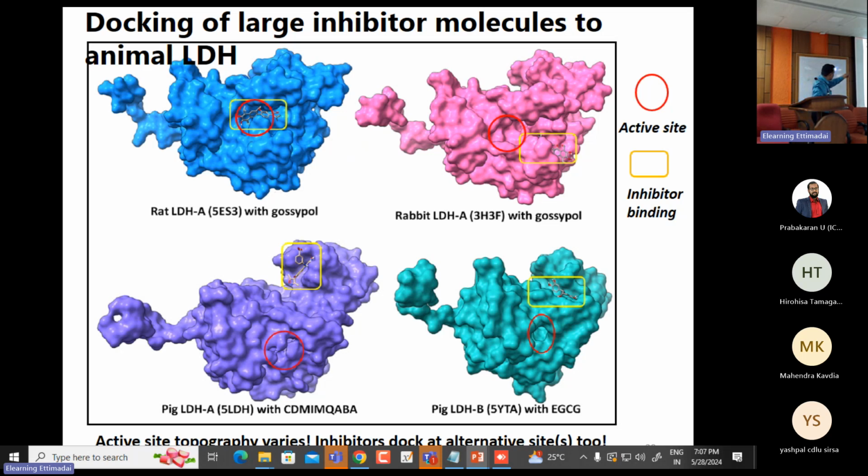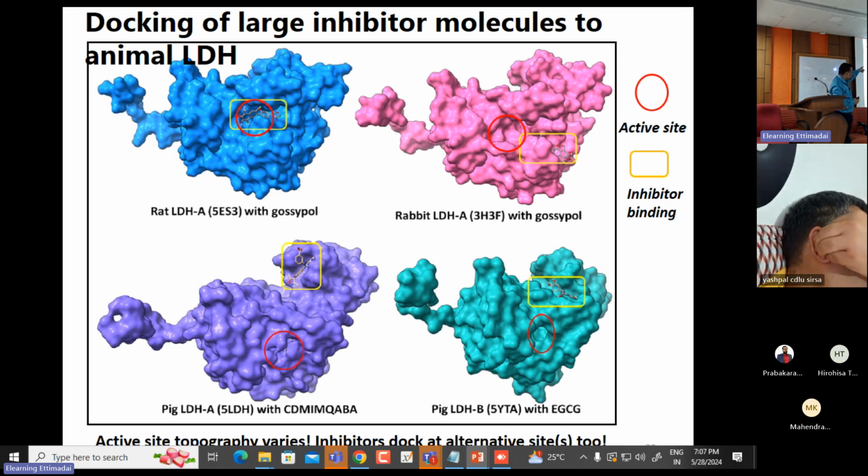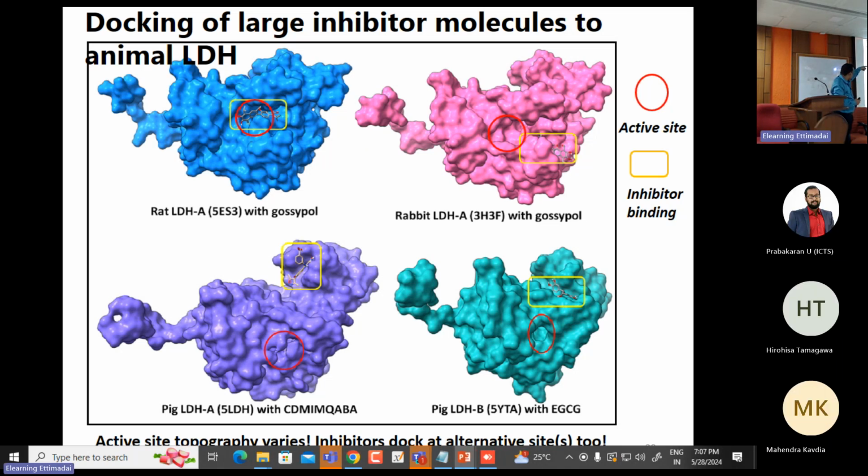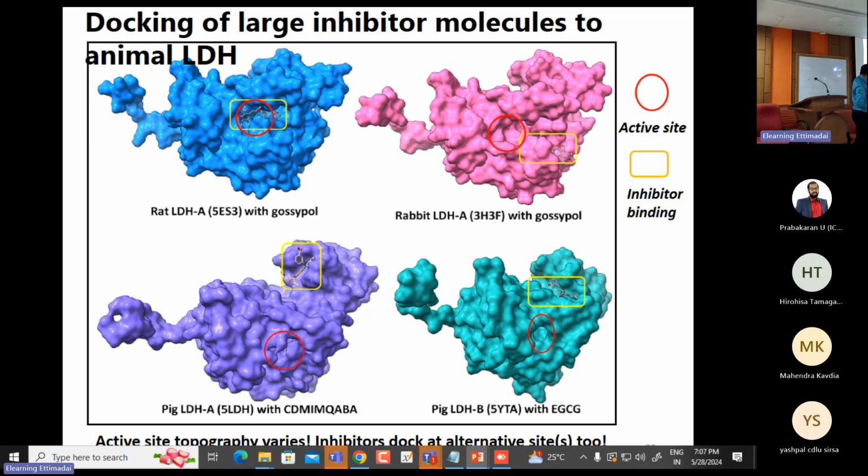The crystal structures. You can see here, for example, rat LDH. There is no active site separate. You can see that it's completely exposed to the solvent. You can see that in rabbit also, but if you see the pig enzyme, you can see that it's closed, both A and B, right? You can see that there is a kind of channel, which I put a red circle. That is the alternate binding site which you are seeing in the yellow box, right?